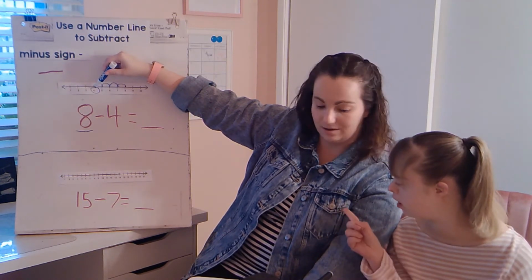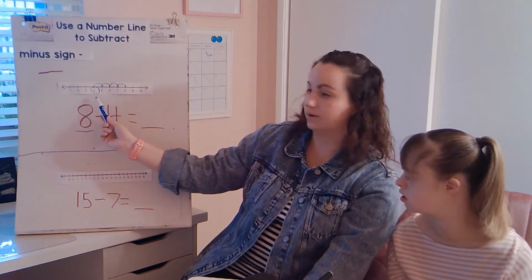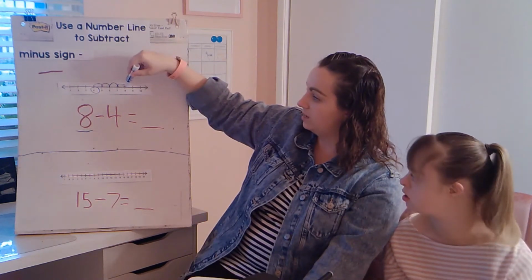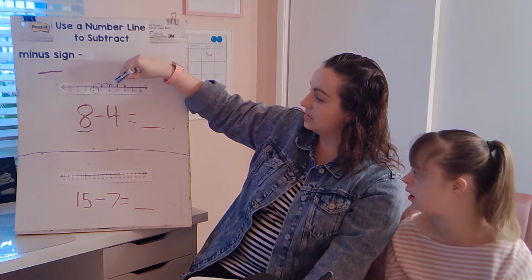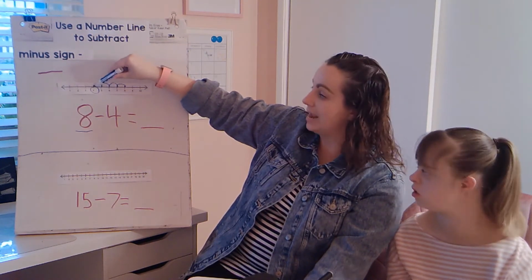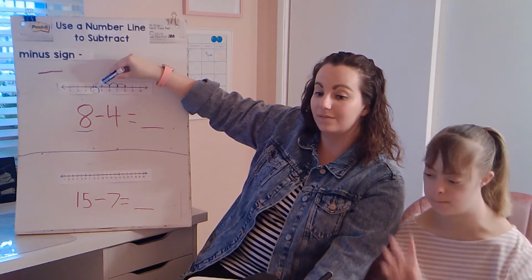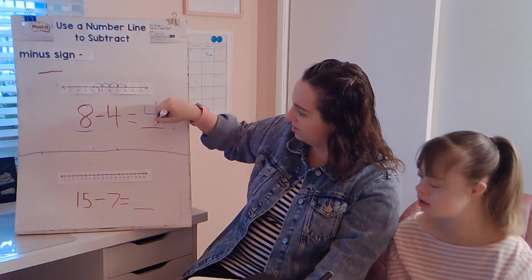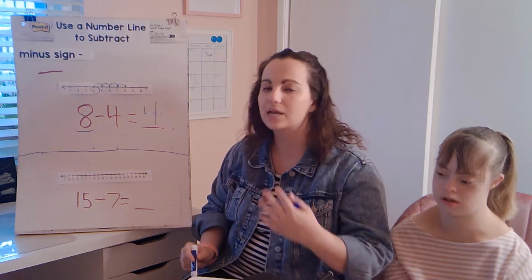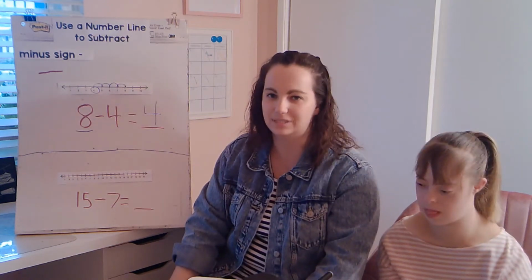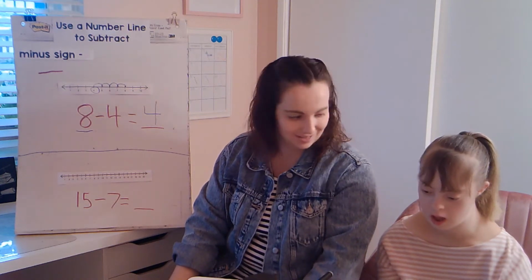What number did I land on, Kaylee? I would say it says 4. Okay? We counted back 4 spaces. We did 8, 7, 6, 5, 4. So 8 take away 4 equals 4. Yes. 4. We're counting back just like we did in the last lesson, but using a number line to help us keep track. Okay?